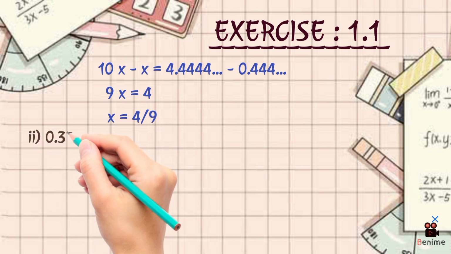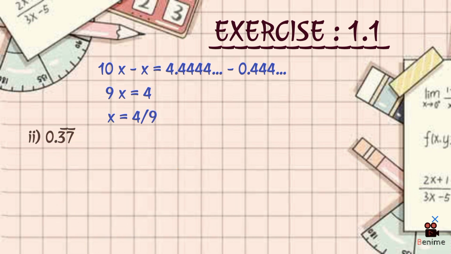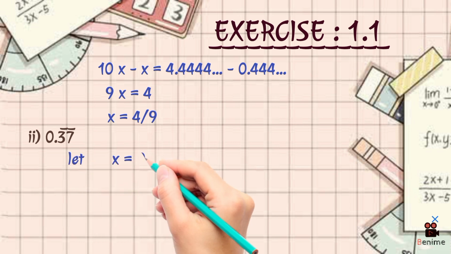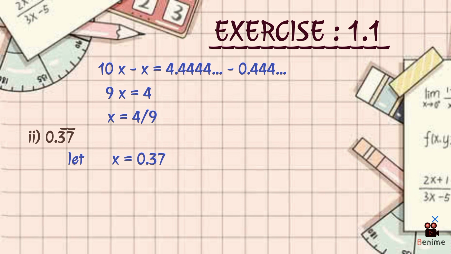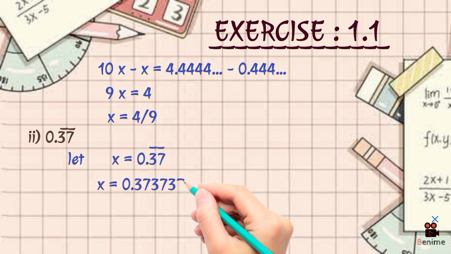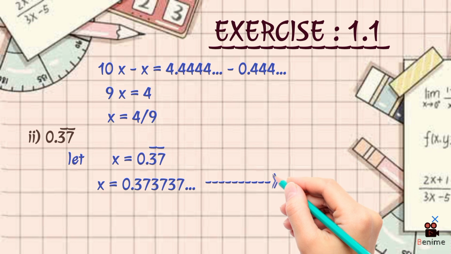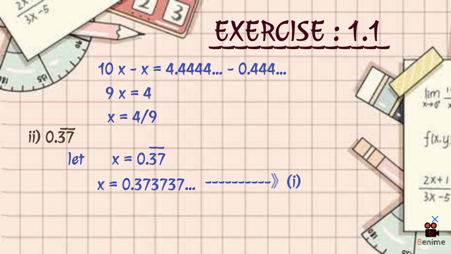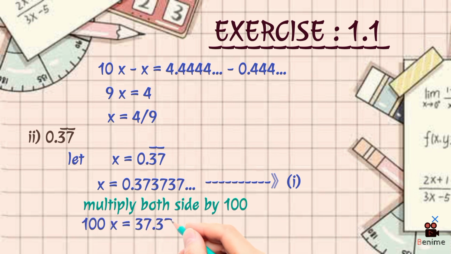Second is 0.37 bar. This bar means 3 and 7 is repeated infinite times. First let us consider x equals to 0.37 bar. Then x equals 0.3737 and so on. And mark it as equation number 1. Now multiply both sides by 100. Equation becomes 100x equals 37.3737 and so on. And mark it equation number 2.